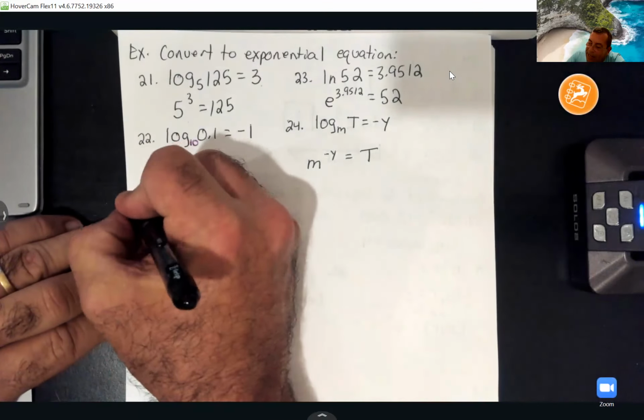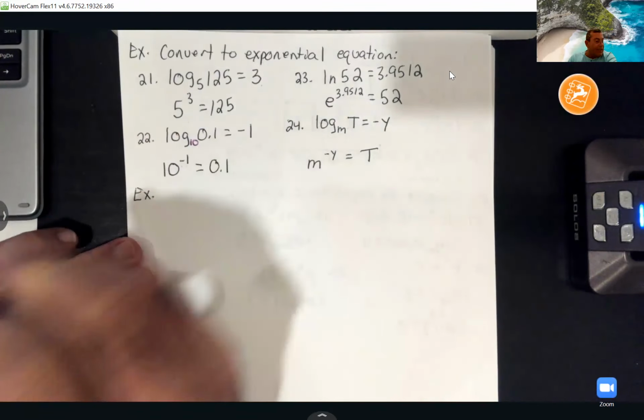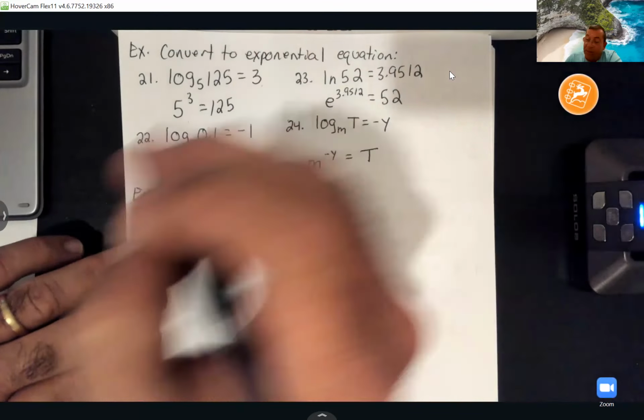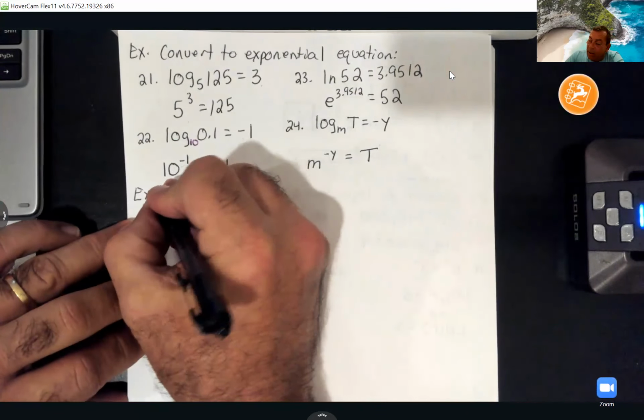Alrighty, so now these next few examples, they actually want us to use the calculator to find the common log.